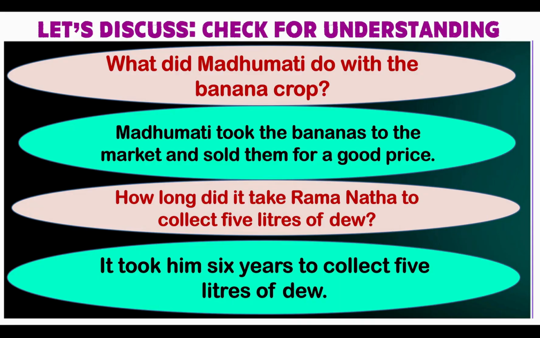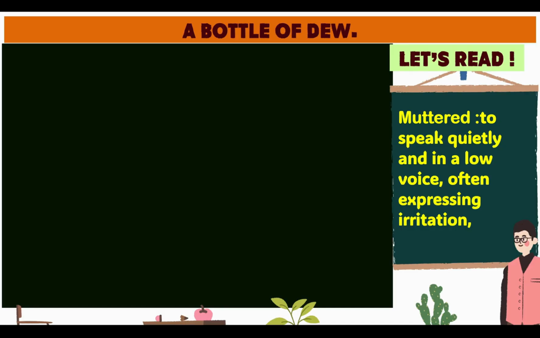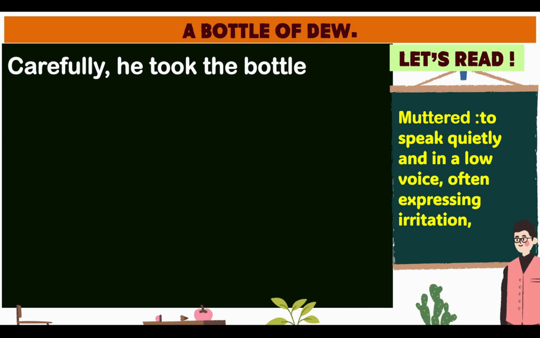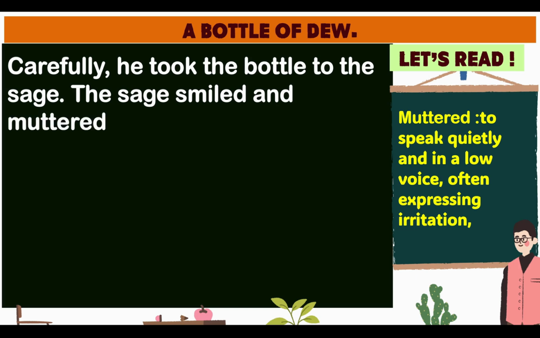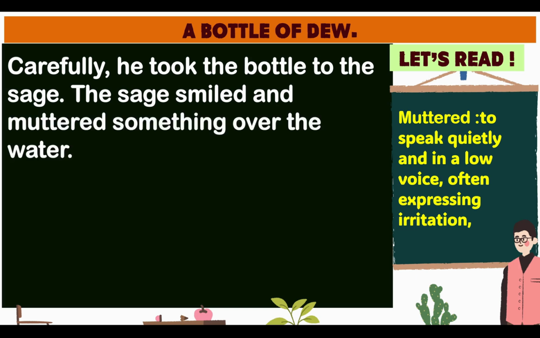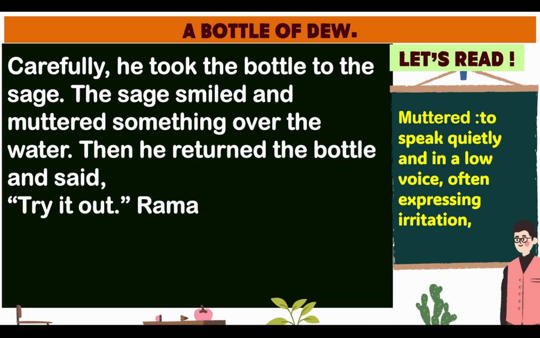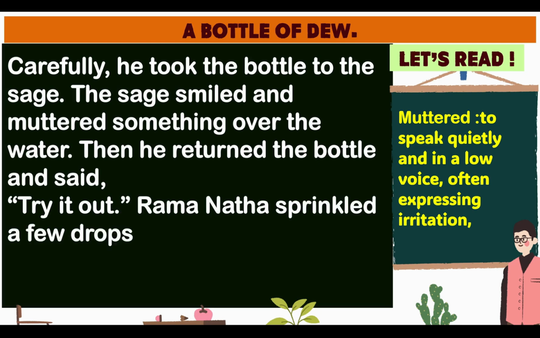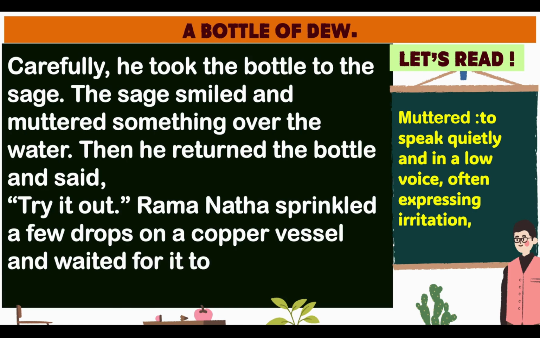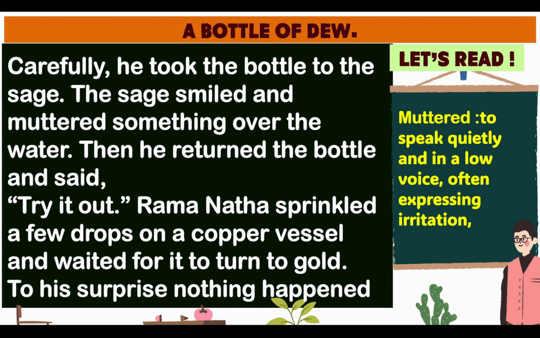What did Ramnatha do? Carefully, he took the bottle to the sage. The sage smiled and muttered something over the water. Then he returned the bottle and said, "Try it out." Ramanatha sprinkled a few drops on a copper vessel and waited for it to turn to gold. To his surprise, nothing happened.